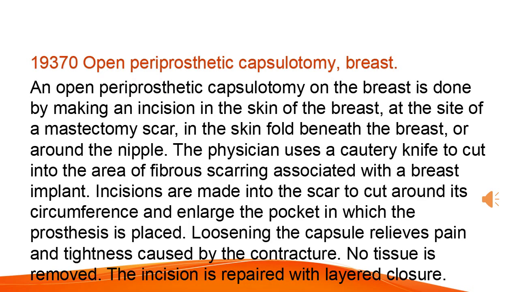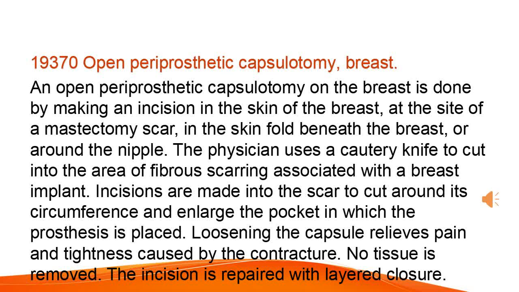Open periprosthetic capsulotomy, breast. An open periprosthetic capsulotomy on the breast is done by making an incision in the skin of the breast, at the site of a mastectomy scar, in the skin fold beneath the breast, or around the nipple. The physician uses a cautery knife to cut into the area of fibrous scarring associated with a breast implant.